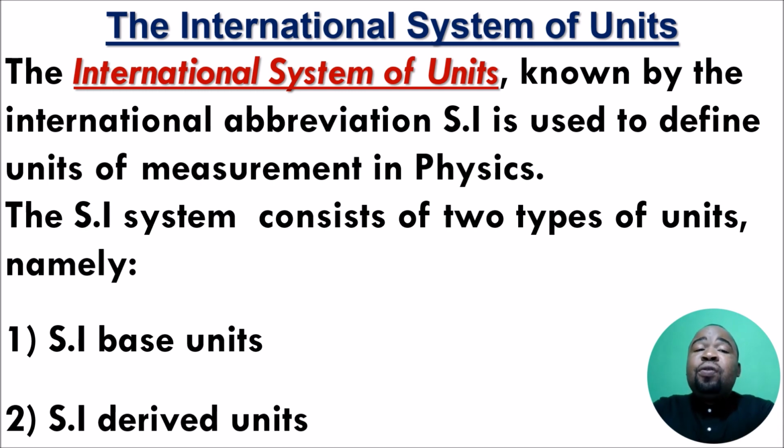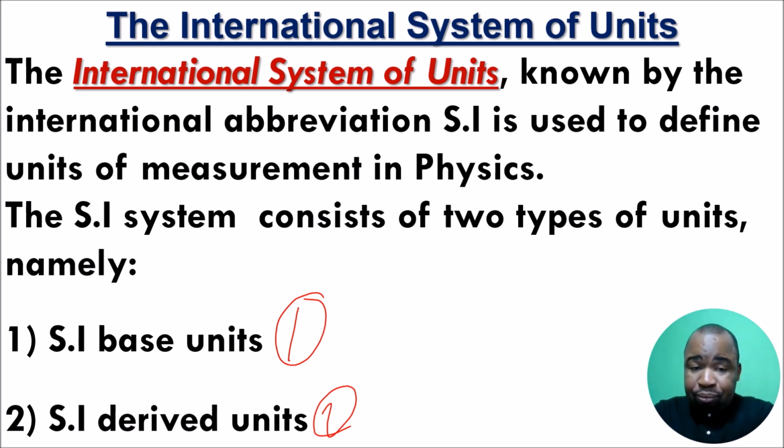The International System of Units is also known as the SI. In most cases, I'll be using the term SI units. I'm referring to the International System of Units. And it consists of two types of units. Number one, we have what we call the SI base units, which are coming from the base quantities we discussed in our introductory class. It also has, number two, what we call SI derived units, which are obtained through multiplication and division, as we discussed concerning derived quantities last time around.